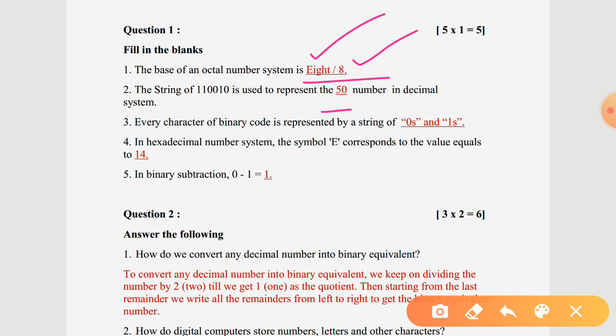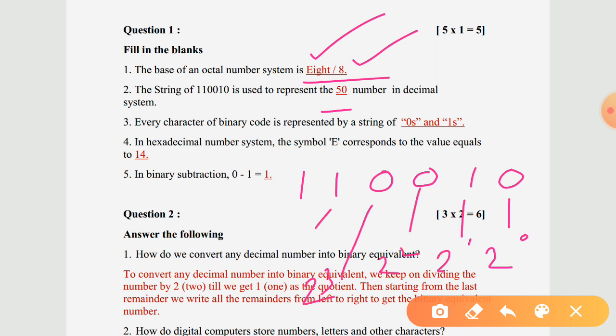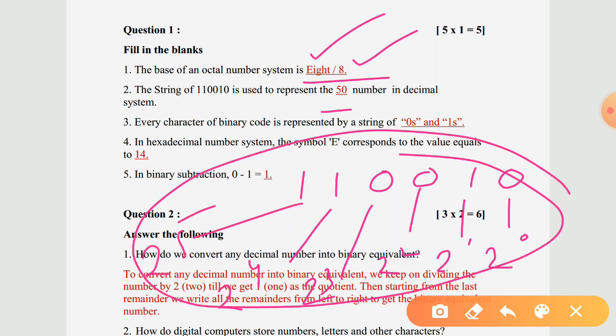And how did you achieve it? This 110010 you have to convert into decimal, by multiplying this 0 with 2 to the power 0, this 1 with 2 to the power 1, this with 2 to the power 2, with 2 to the power 3, with 2 to the power 4, and this one with 2 to the power 5. Now calculate the overall number. You will be getting 50 over here.